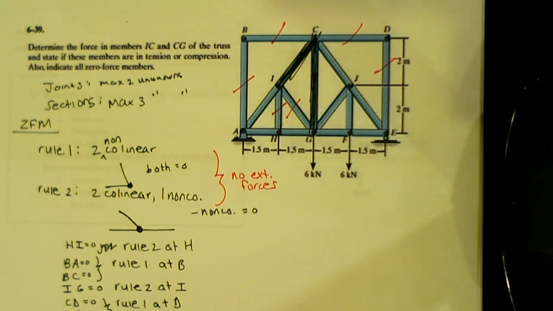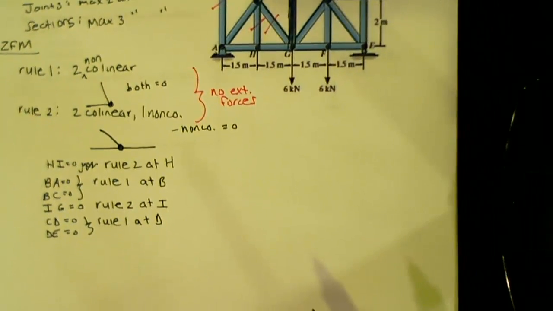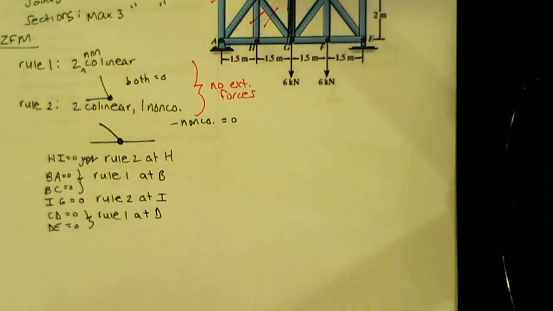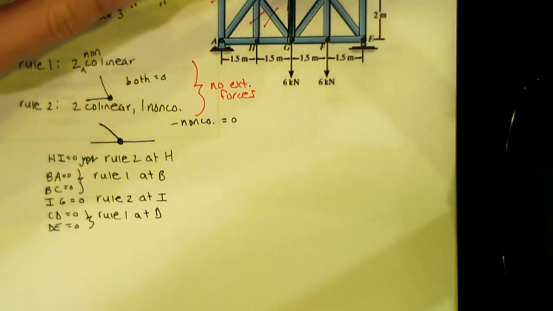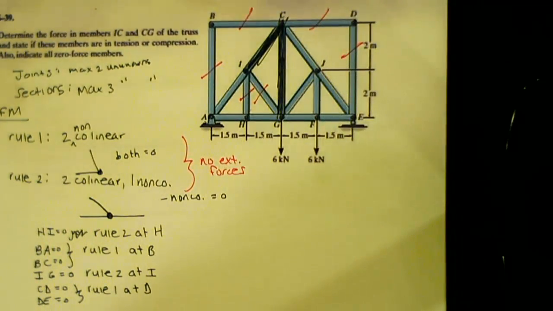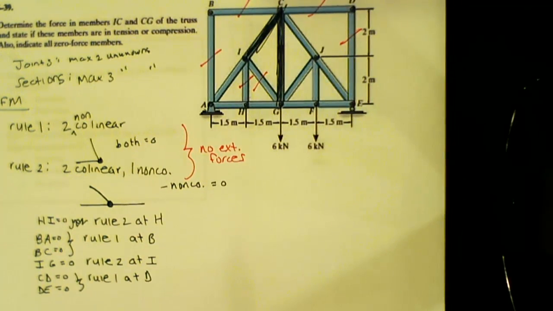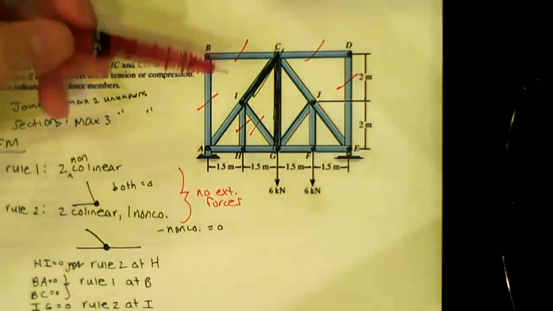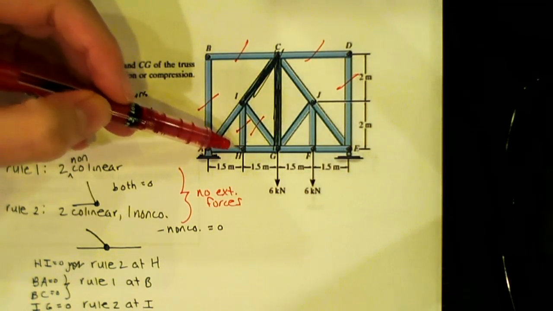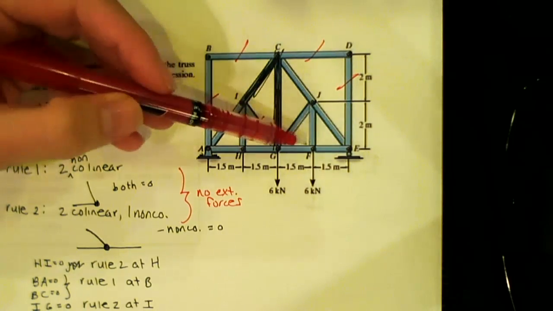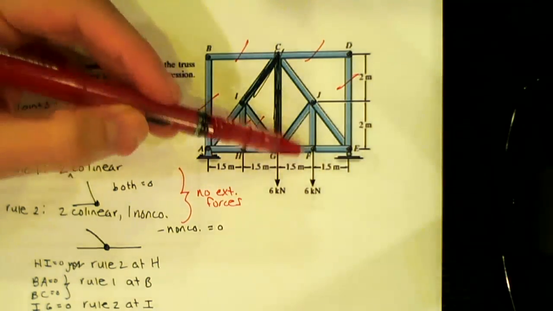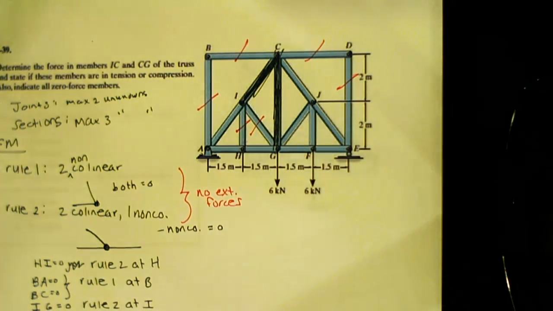Would E make an external force? E is a roller, but if I'm looking at joint D, so if I look at this joint here, there's no external force. If I look at this joint right there, there's no external forces at that joint, therefore the rule applies. But if I were to look at E, there is an external force there. So you saw how IH was 0 due to rule 2 at H. I can't say that JF is 0 at joint F because I have an external force there. Do you guys see the difference?